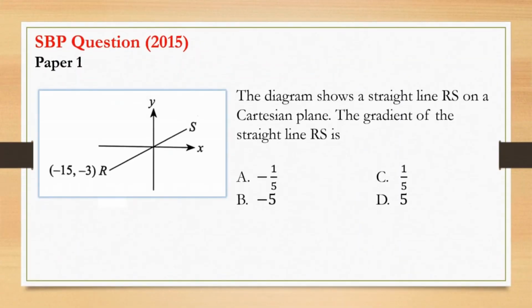Let's try our last question. This question is from SPM 2015. This is a paper 1 question. The diagram shows a straight line RS on a Cartesian plane. The gradient of the straight line RS is... So this means we need to find the gradient of the straight line RS.